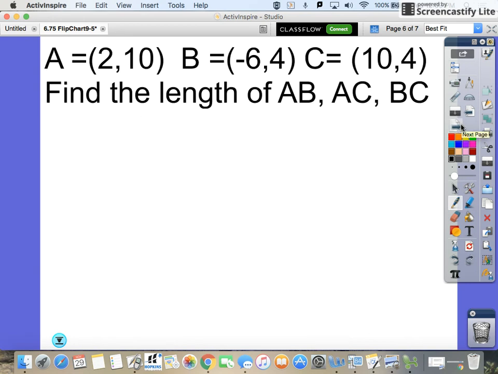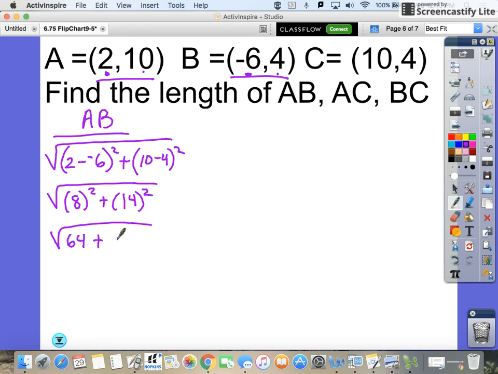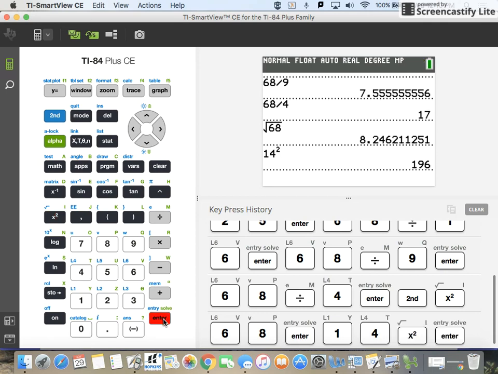All right. Now, it says find the length of AB, AC, and BC. What that means is if we're finding AB, we need to use these two coordinates. So we're going to go square root of 2 minus -6 squared plus 10 minus 4 squared. So we get 8 squared plus 14 squared. 64 plus 14 squared. 196.